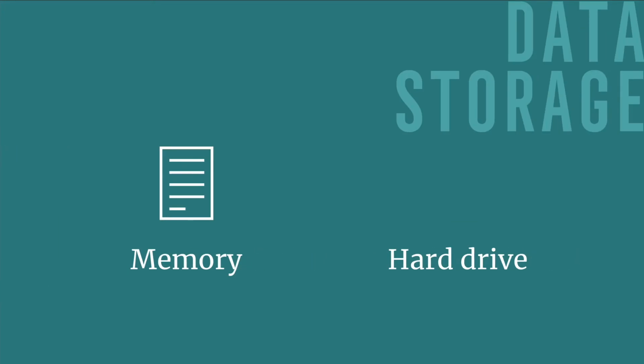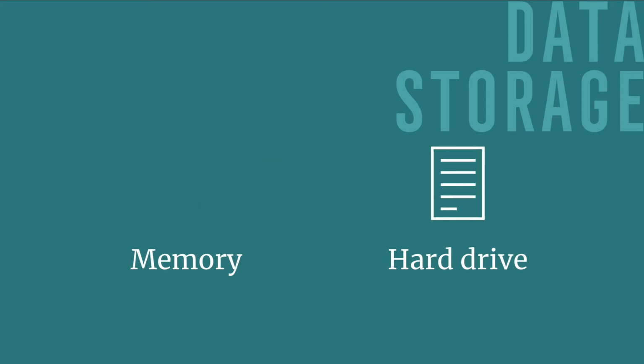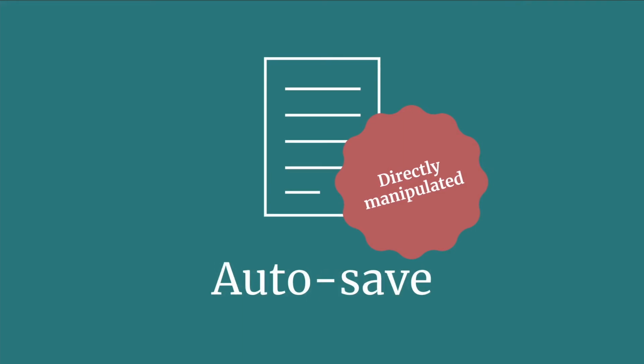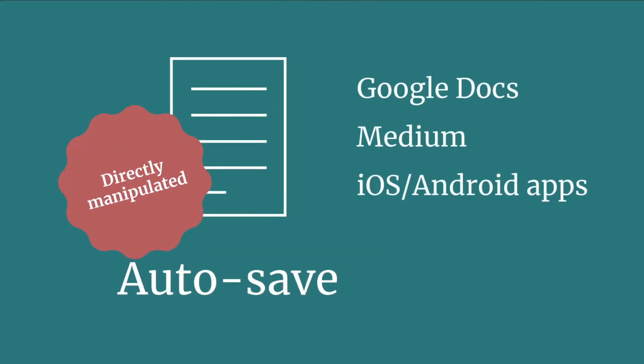An example in the book related to the concepts of implementation model and mental model is data storage. The computer file system reflects the implementation model. You are required to save your work from the memory to the hard disk. Users, on the other hand, think of a document as something that can be directly manipulated. The autosave feature in Google Docs, Medium, and many mobile apps is therefore more consistent with the user mental model.